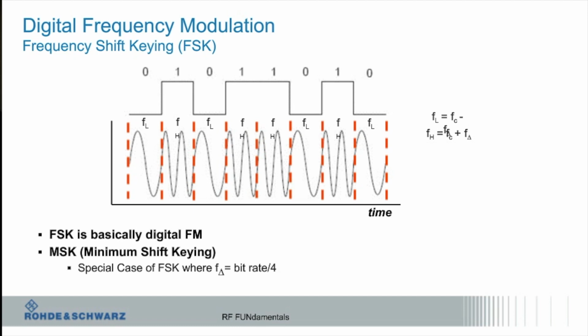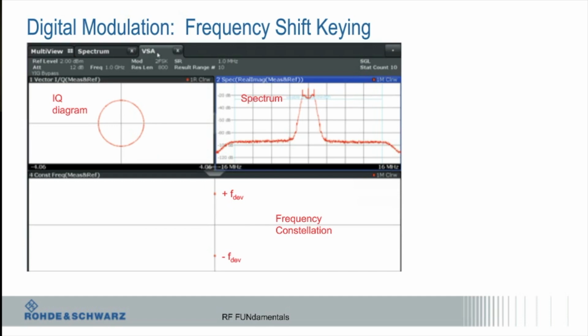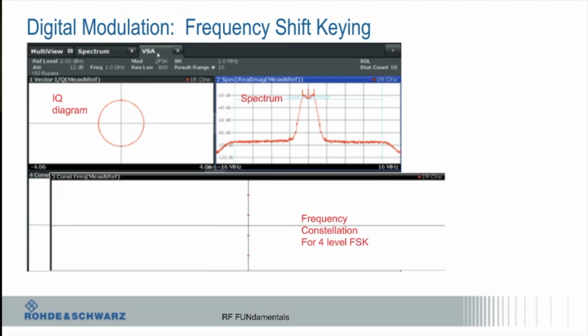Okay, so FSK is basically, I'm changing the frequency in some more binary fashion as opposed to an analog variation. And then there's a special case of FSK where we use MSK, and that's really kind of a spectral efficiency thing, but I'm not going to get into that in any detail. What does that look like? Here's the IQ diagram. This isn't one I use very often, so anyways, I'll skip that.